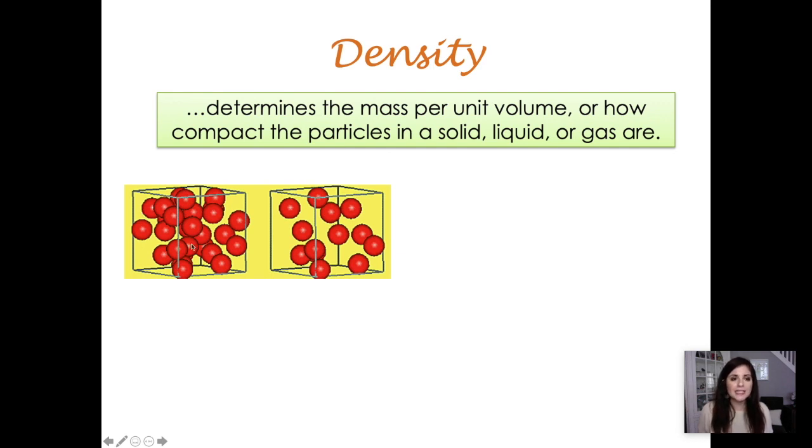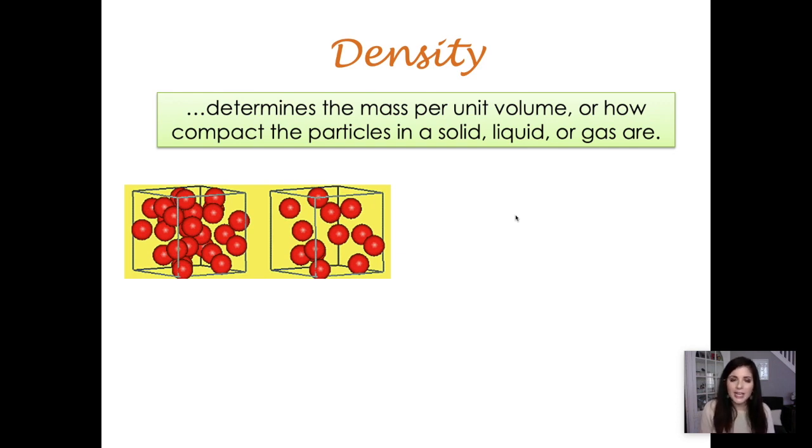Those added particles add more mass per unit volume, which also means that these particles are packed really darn close together, as opposed to this cube over here on the right, where there's not a lot of stuff crammed into the area. There's a much lower mass per unit volume. So here you can actually see the space in between the particles. So comparing these two images, this one would have a much higher density, more mass per unit volume because there's more stuff crammed into that space. Whereas this one on the right would have a much lower density because there is less stuff crammed into that space.